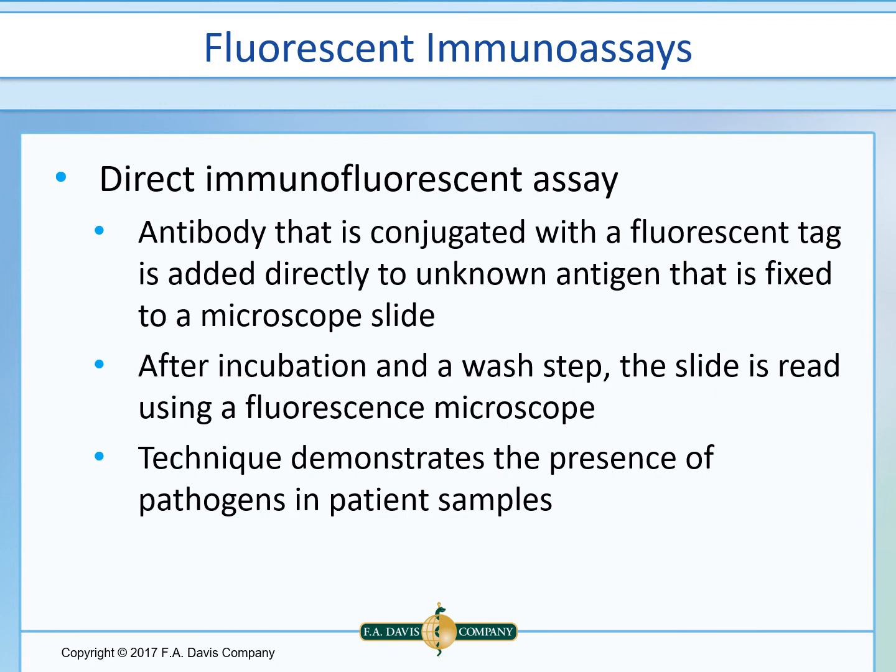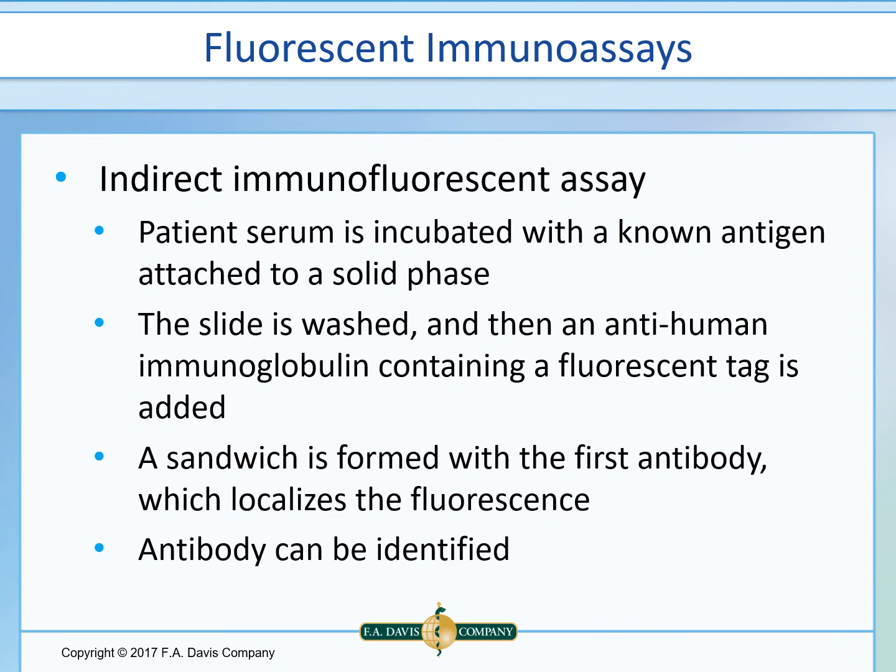After incubation and a wash step, the slide is read using a fluorescent microscope. Antigens are typically visualized as bright apple green or orange-yellow objects against a dark background. This technique demonstrates the presence of pathogens in patient samples. Examples of antigens detected by this direct method include Legionella pneumophila and Chlamydia trachomatis. Indirect immunofluorescent assays, which are more commonly used than direct assays, involve two steps.